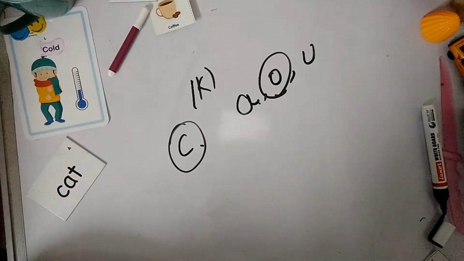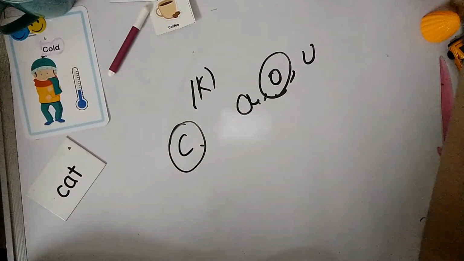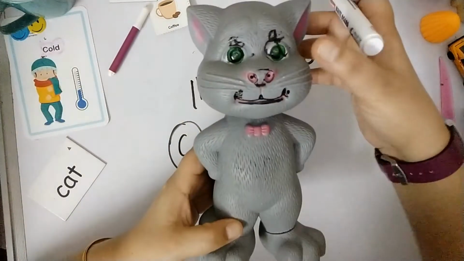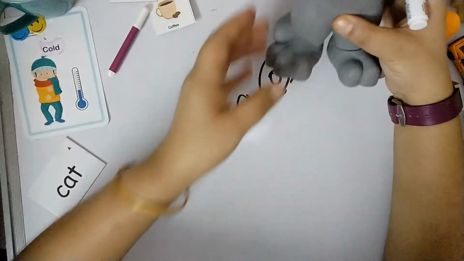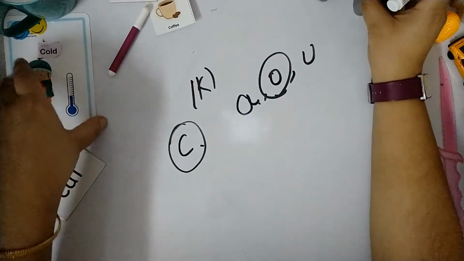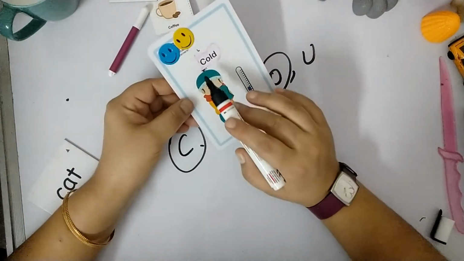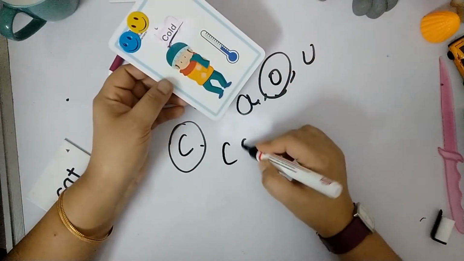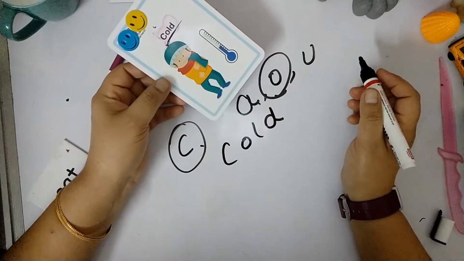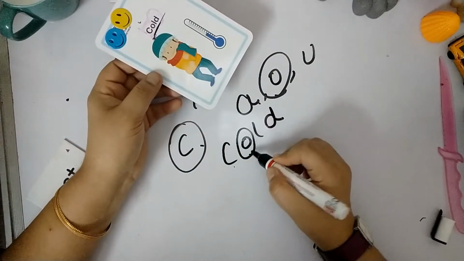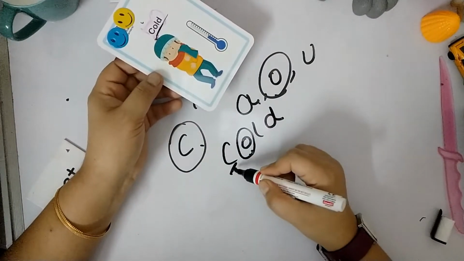Okay, now let's consider this cat is ill. Now we need to take the cat to the doctor. So we need to check the temperature of the cat. The cat is feeling cool, right? So we need to take the temperature. Again you can say the word cold. So cold, the cat is having a cold. K is followed by a vowel O, so we have used letter C over here.